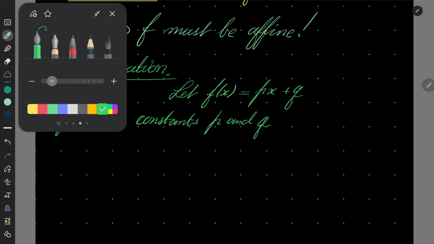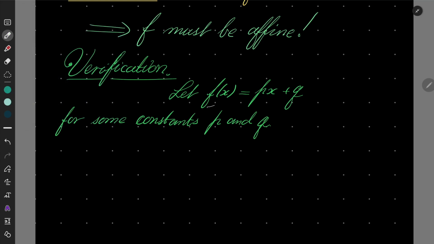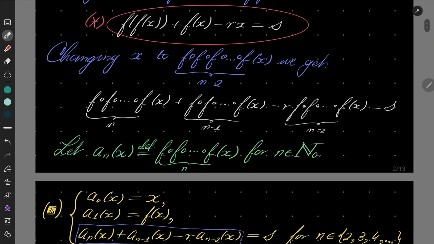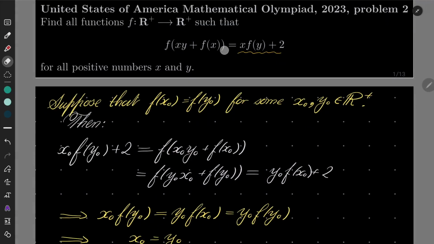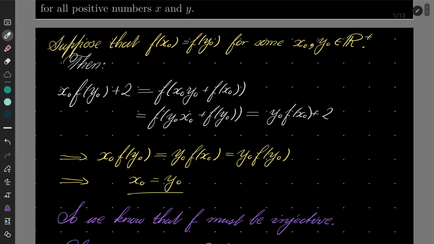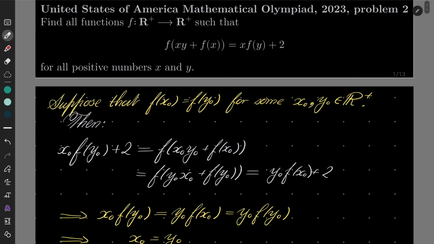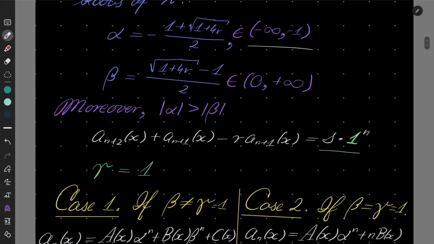And now let's take this function and plug it into our first initial functional equation, which was right here. F(x times y plus f(x)) equals f(x) times f(y) plus 2. Do I remember this equation? Yes, I do. Okay.